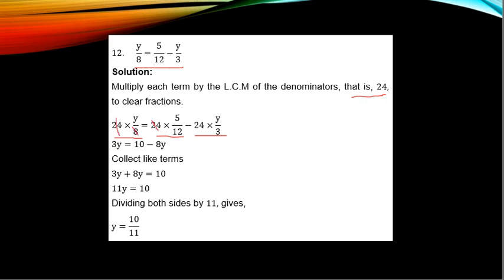Divide 24 by 12, that is 2. 2 times 5, you have 10. Divide 24 by 3, you have 8. 8 times y, so you have 8y. So this is the result after clearing the fractions.